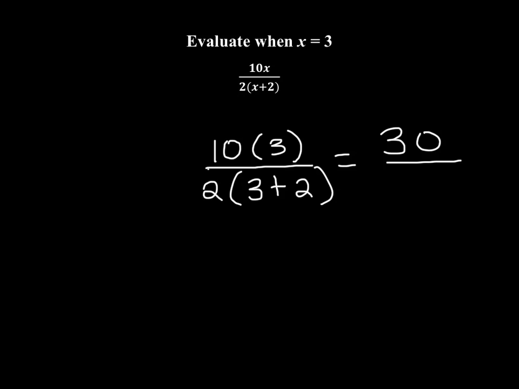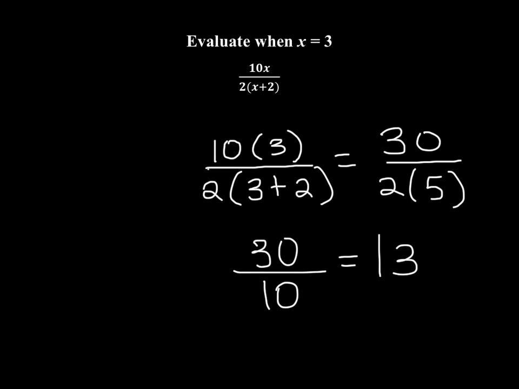And on the bottom, I have two options. I have multiplication and I have addition. But since the addition is in parentheses, that comes first. 2 times 5. So now I have 30 over 2 times 5, which is 10. Final answer of 3.